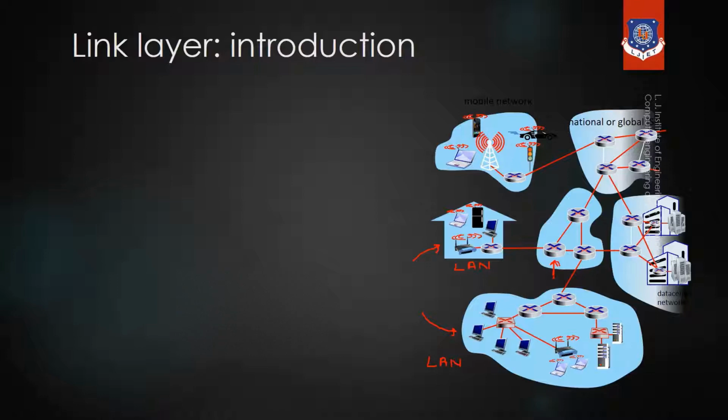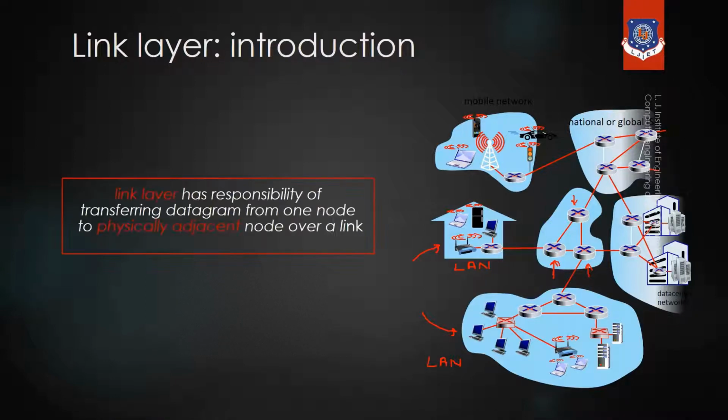So the first and the most important responsibility of data link layer is to deliver frame from one node to its adjacent node only. So this router can deliver frame from here to here or from here to here. And it is the responsibility of data link layer. So this point is very important, that the link layer has the responsibility of transferring the datagram from one node to physical adjacent node over a link.